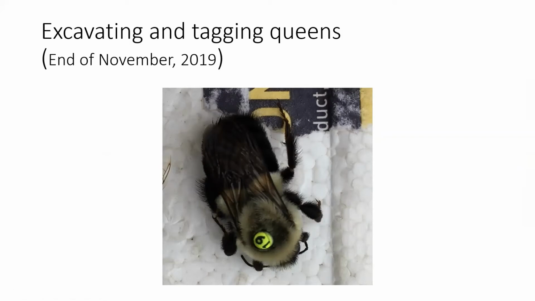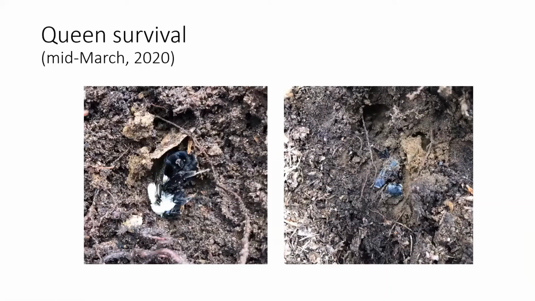For each queen that we dug up, we measured her intertegular span, which is the distance between her two wing joints. We weighed her, and then we measured how far she had dug herself into the ground. After taking all of our measurements, we chilled her down, and then we reburied her. And then we revisited the sites in mid-March in 2020 to estimate queen survival.